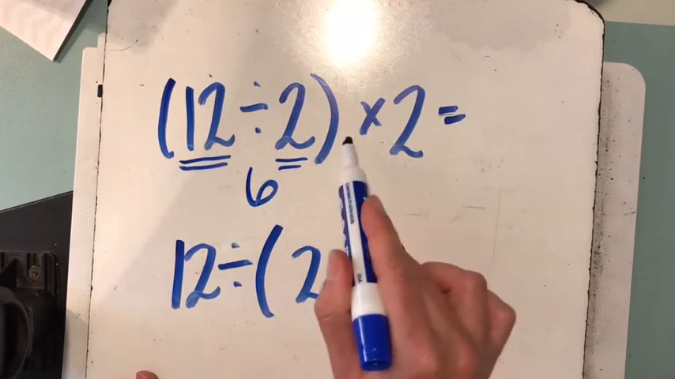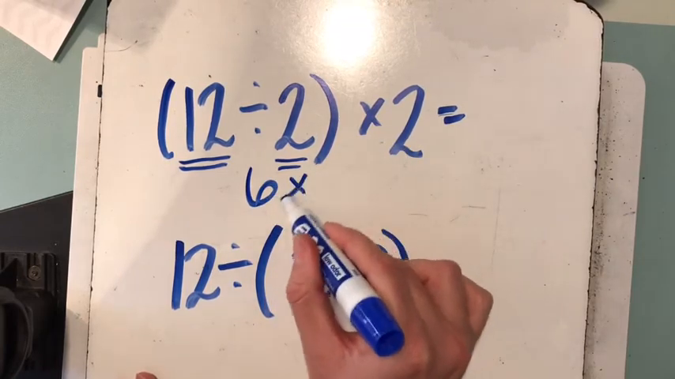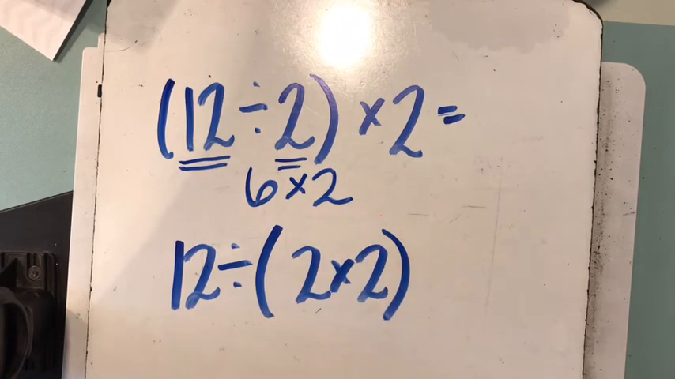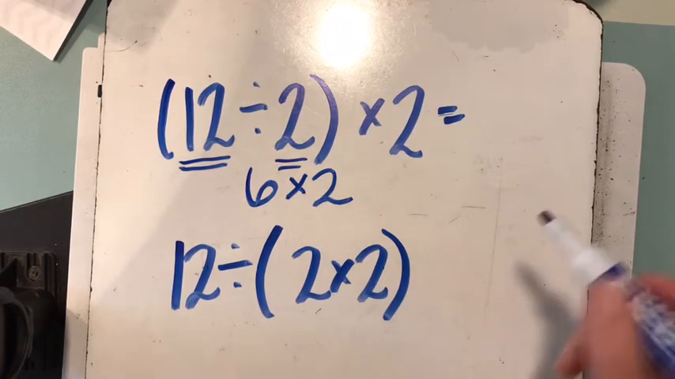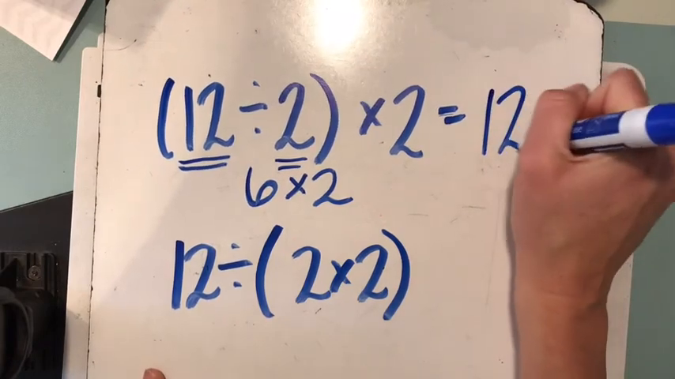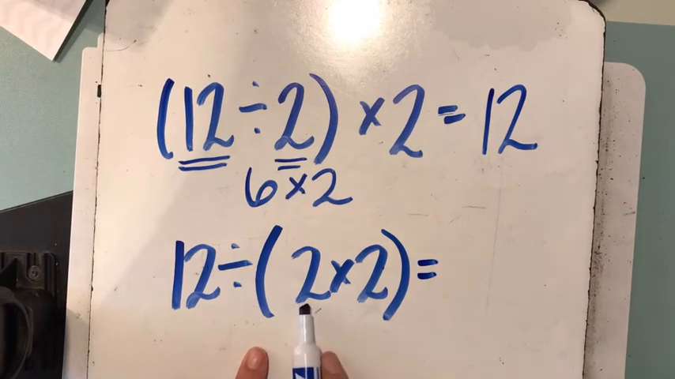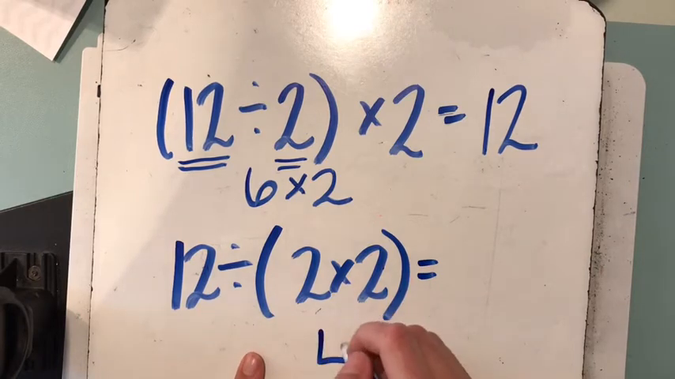Now I need to multiply my 2 that's on the outside here. 6 times 2 is, try and do it on your own. Let's see. It's 12, right? Okay, let's move down here. I'm going to do the parentheses first. 2 times 2. What's 2 times 2? Easy peasy, right? It's 4.